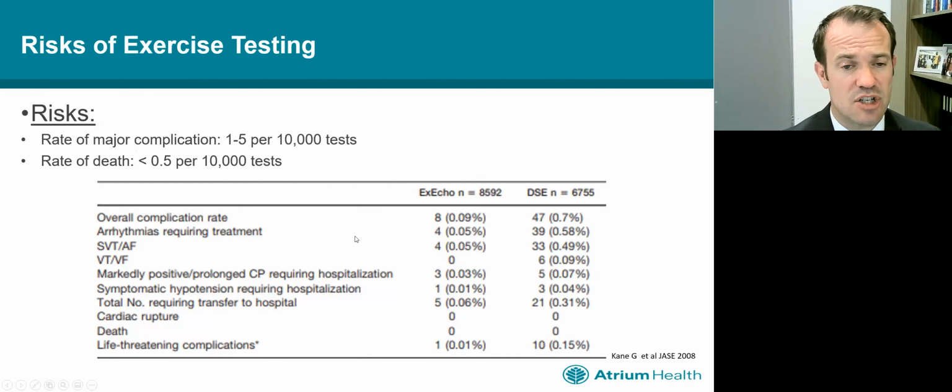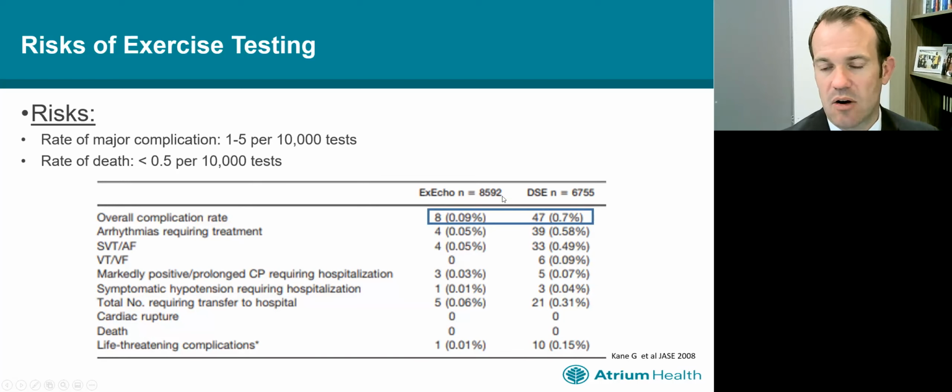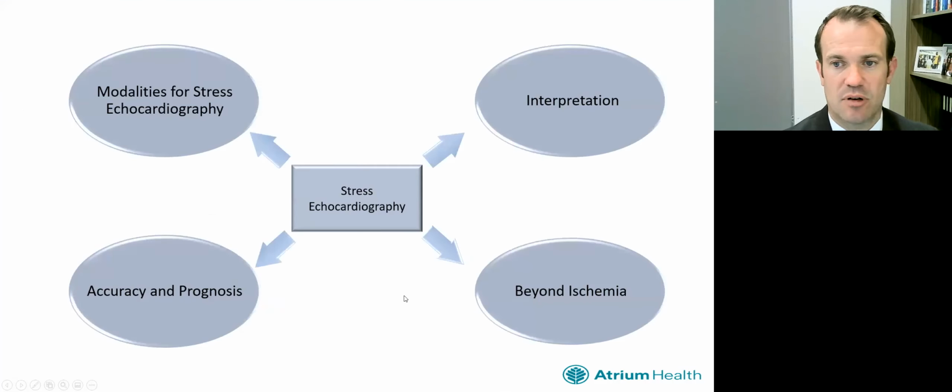Exercise testing is generally very safe. The rate of death is less than 0.05 per 10,000 tests. This was a study looking at almost 15,000 patients from the Mayo Clinic, and the overall complication rate, as you can see, is very, very low, a little higher with the dobutamine, and these were mostly related to benign atrial arrhythmias.